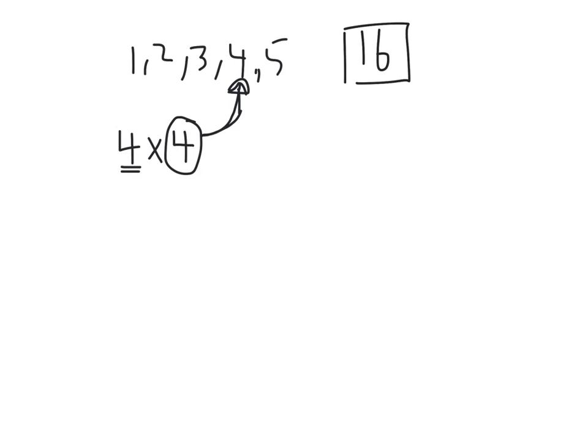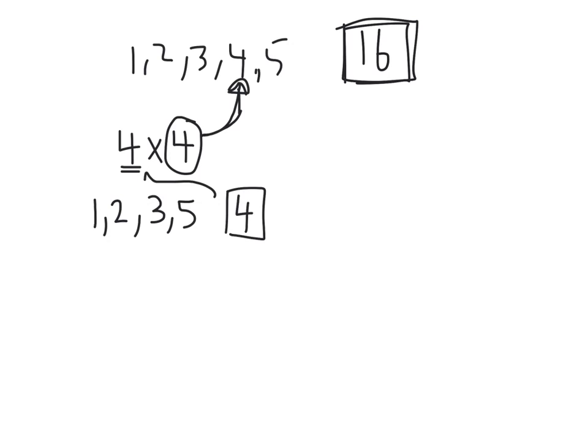So instead of trying to get 16 with the numbers 1, 2, 3, 4, and 5, if I can make 4 with the numbers 1, 2, 3, and 5, then I can put that 4 in there and then use the 4 that I've already got to make 16. So this is a way of reducing the problem.